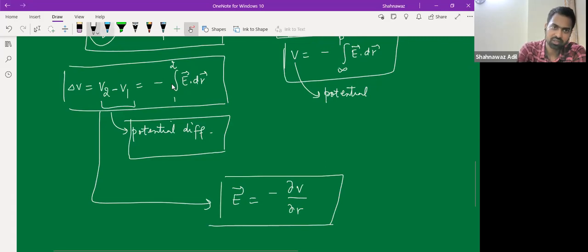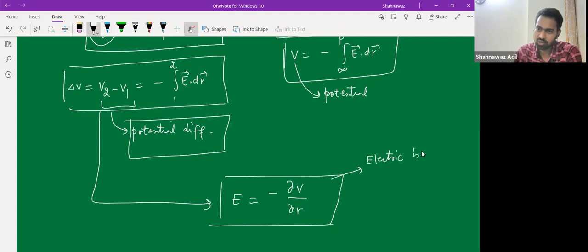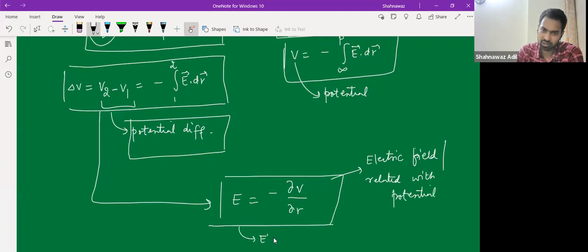Yeah, differentiation. Absolutely right. So this is how the electric field is related with potential. So we can say this as the electric field as the gradient of potential.